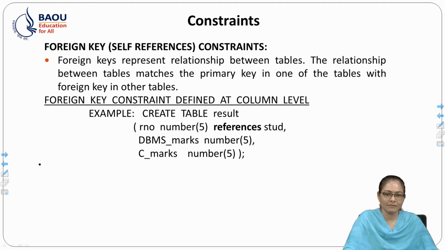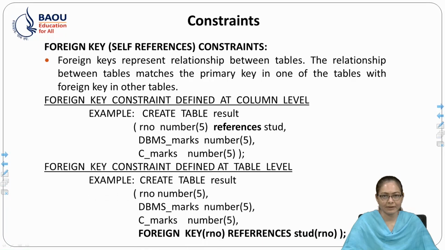Now, here we see the reference is student, comma, the DBMS marks is another column, number and size is 5, comma, C marks is the column, number 5. Now, if we make the foreign key at a column level, then the references keyword is used.